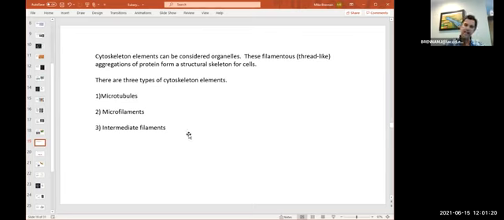Now, cytoskeleton elements. You don't think of a cell as having bones, and they don't, not in the sense that we do, but they do have a skeleton, and it's made out of proteins. So these proteins are thread-like structures, and there's three categories based on size and chemical structure. Microtubules are one. Microfilaments are kind of the smallest. Microtubules are the biggest. Microfilaments are the smallest, and intermediate filaments, as the name implies, are intermediate in between the two in size.